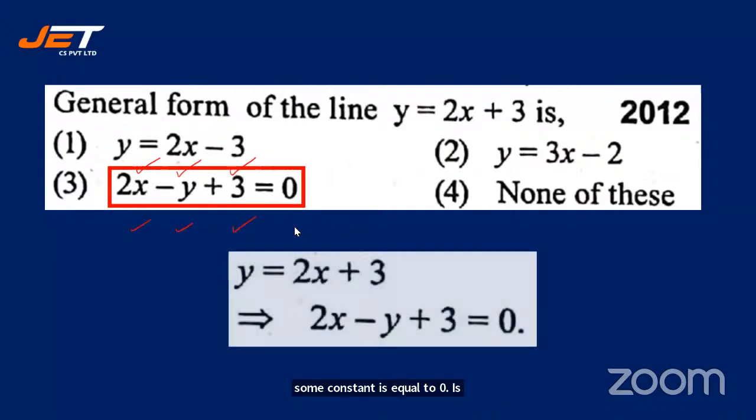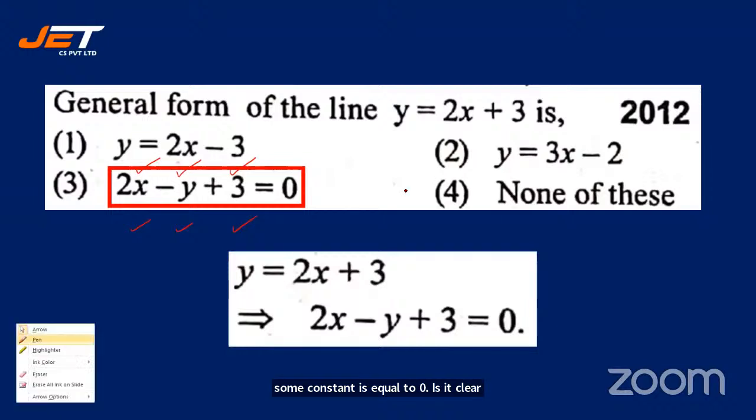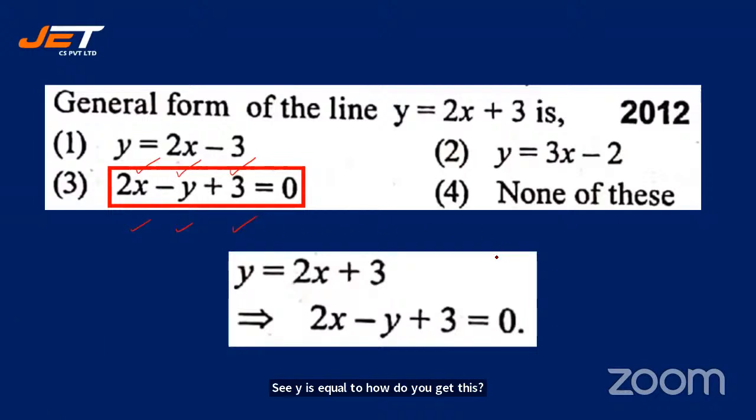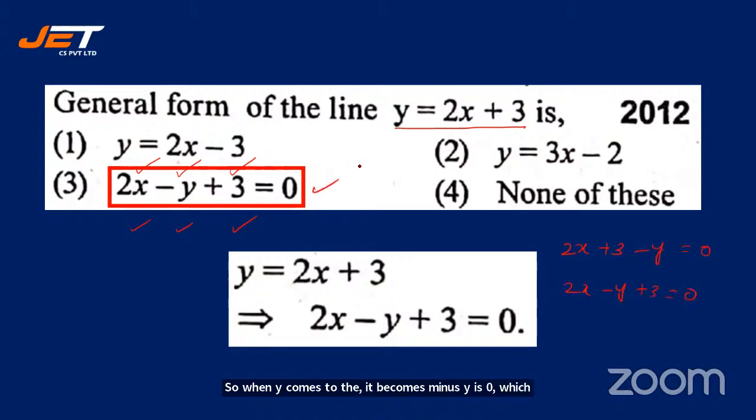Is it clear? See, y is equal to 2x plus 3. How do you get this? This should always start with x, isn't it? So when y comes to this side, it becomes minus y, which is 2x minus y plus 3 is equal to 0. That is why option 3 is the right answer. All right, students. See the next question.